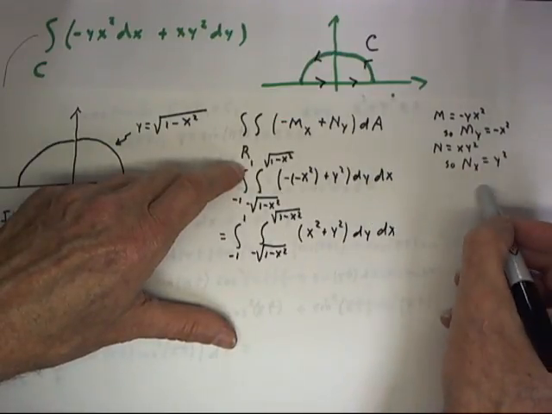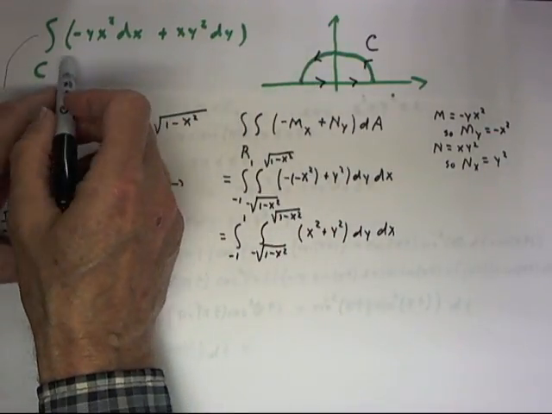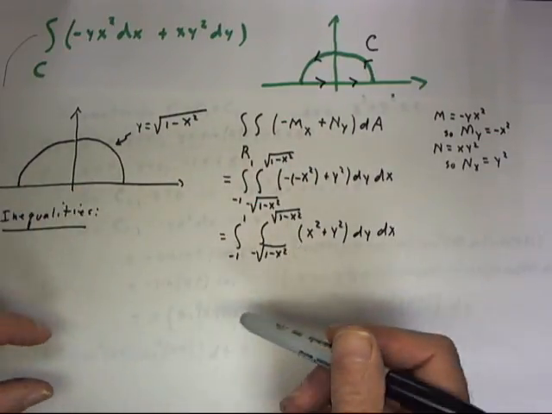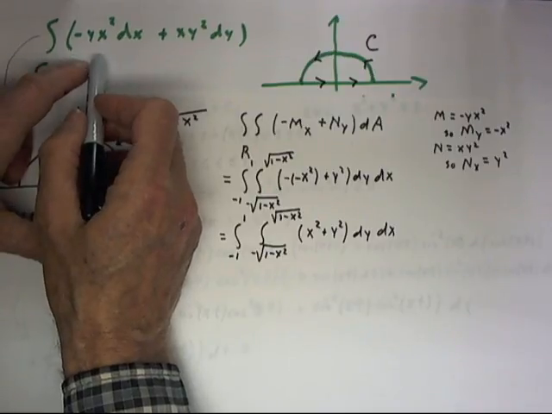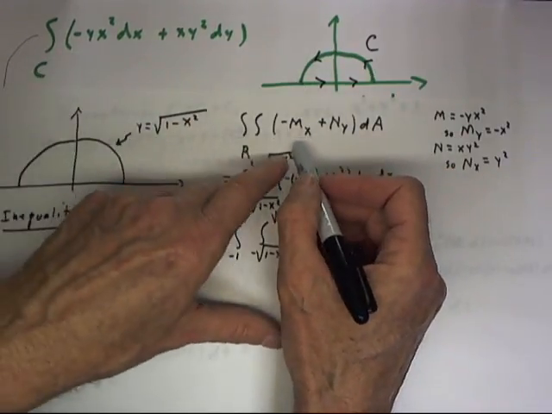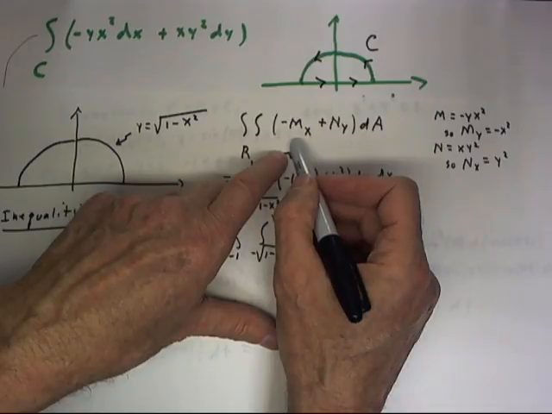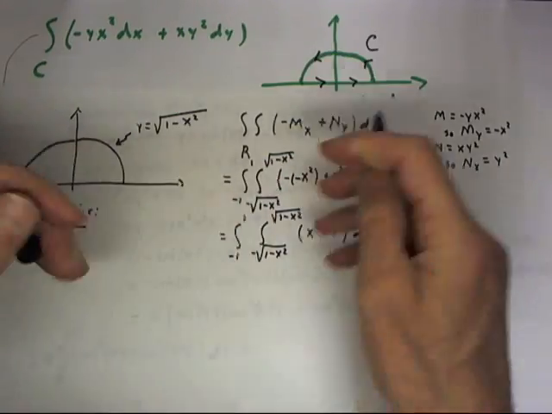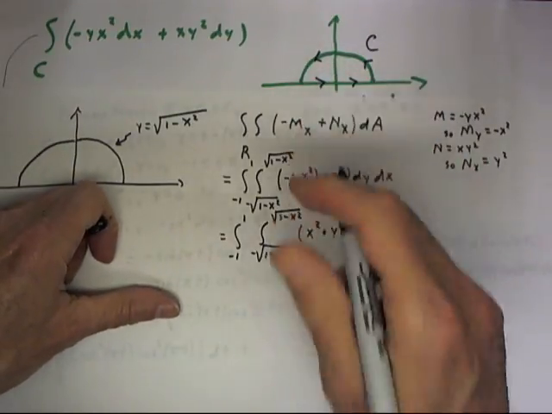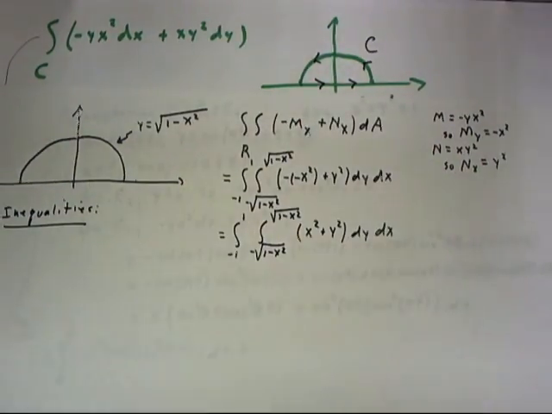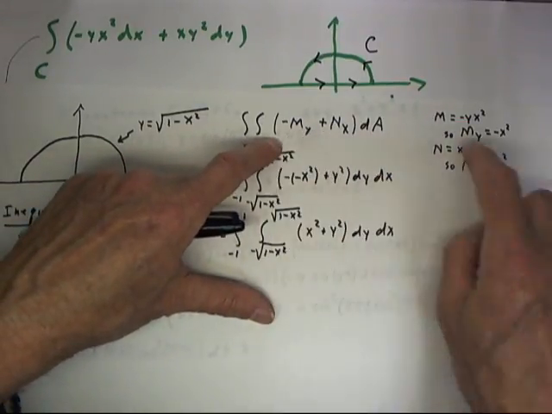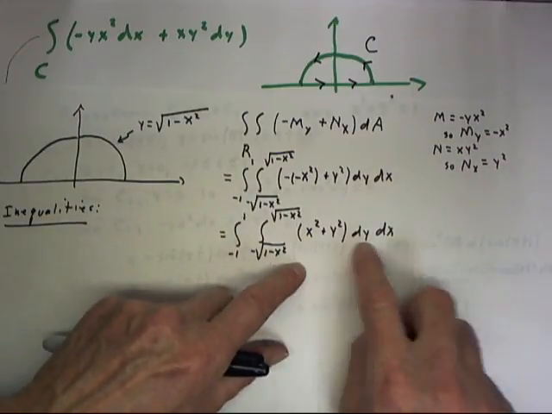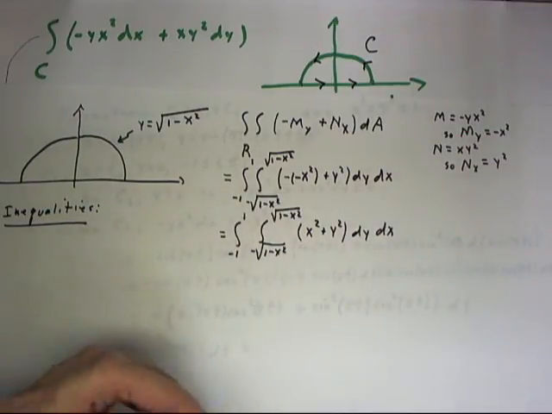Why do we want to find my and nx? Well, because Green's theorem tells us that this integral has to be equal to this integral. Okay, the integral of m dx plus n dy is equal to the integral of, that should be negative my plus nx dA. So let me fix that. Okay, so that negative my is a negative of negative x squared, nx is y squared. We have the integral of x squared plus y squared dy dx.